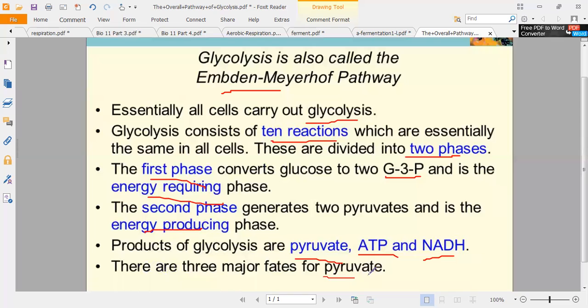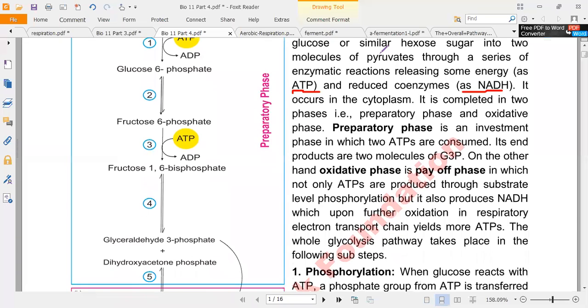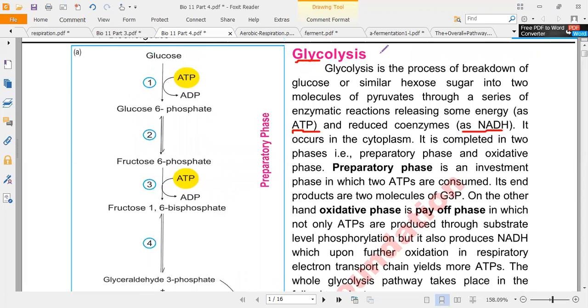So we have discussed two fates of pyruvate: lactic acid fermentation, which can happen in anaerobic respiration, and alcoholic fermentation. The third one we are going to discuss in the next lecture, that is the Krebs cycle. Now here we will see glycolysis, and we'll discuss its first phase, the preparatory phase, which means utilizing ATP.